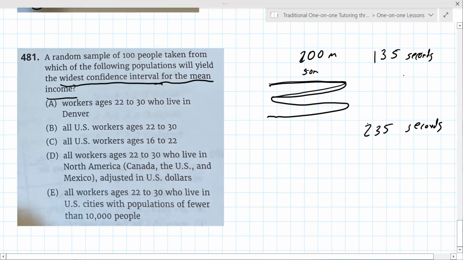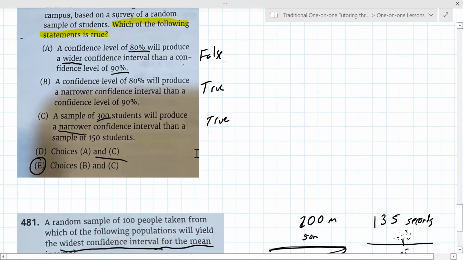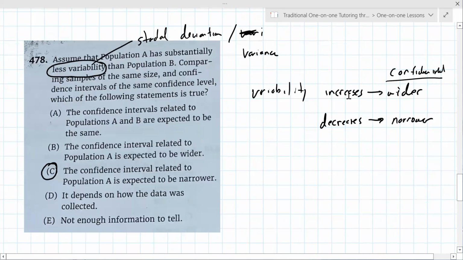But remember we were looking at some dot plots. At 135, there's going to be a lot of data centered around this point. Whereas at 235, you might get people that can do it at 135, and people that take a lot longer, which is more spread out. The bottom one, yeah. And we said in the previous problem, 2 problems ago, that the more variability there is, the more it increases the confidence interval.